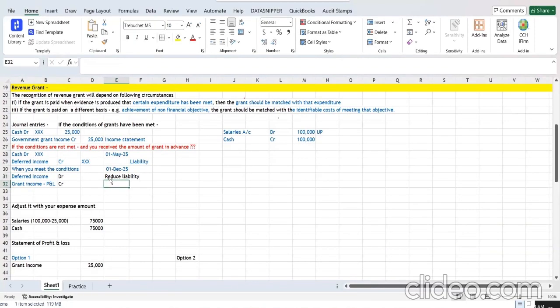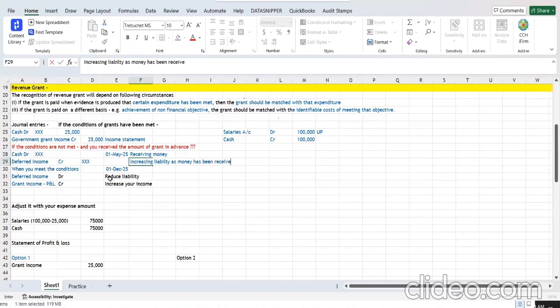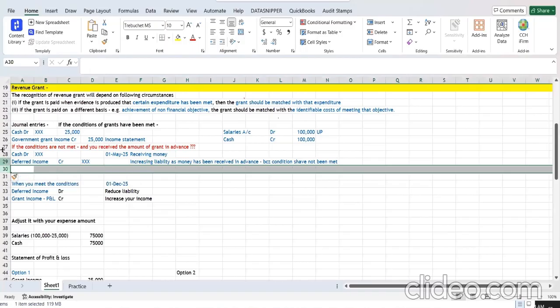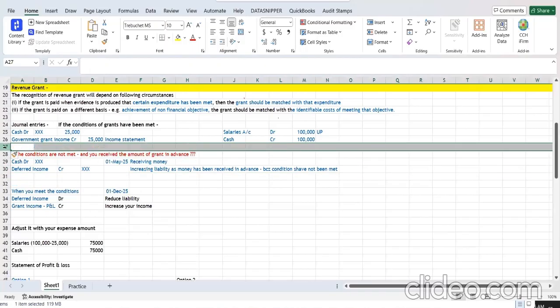and you can increase your income. Here you are receiving money but increasing liability, as money has been received in advance, right? Because conditions have not been met. Okay, so this is something that you should keep in mind.